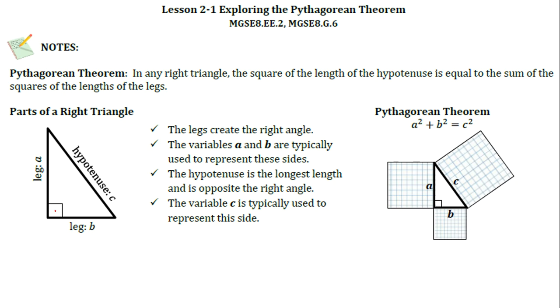Across from the right angle, that side is called the hypotenuse. The hypotenuse usually is represented with the variable c, and it is always the longest length of a right triangle.